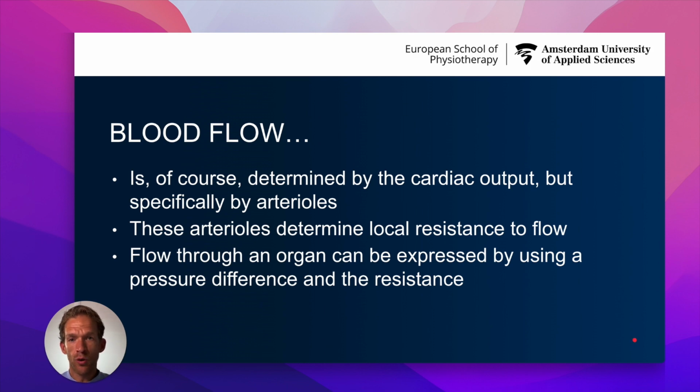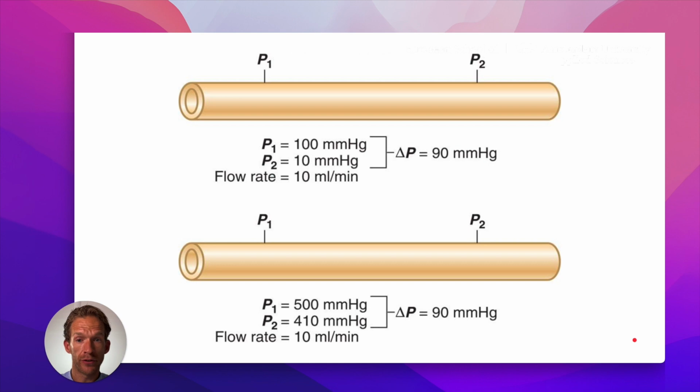So how is this whole blood flow and blood distribution regulated? Again, we have to look at plain physics. So it's determined by cardiac output, but the body is able to regulate, especially through the arterioles, and that's where plain physics again really come in handy.